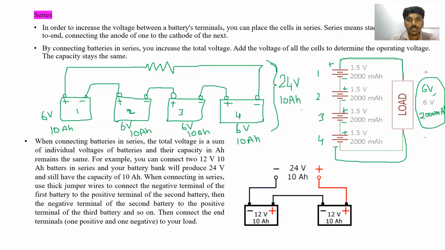Is it clear? Okay, because all these batteries are connected in series. In series only the voltage will be added, the current will be the same. Clear? This is the rated values of this battery bank. Is it clear? Next. This is the series connection of the batteries.